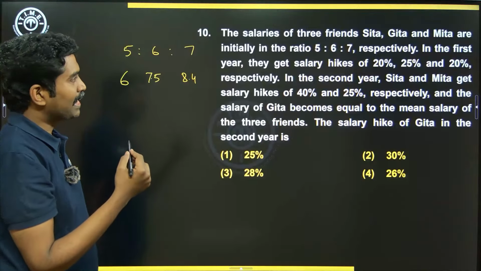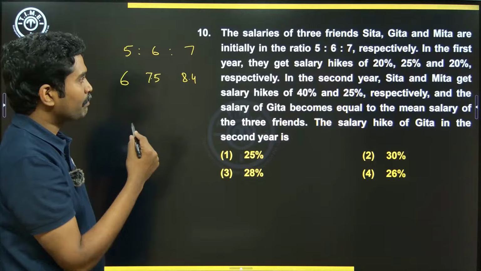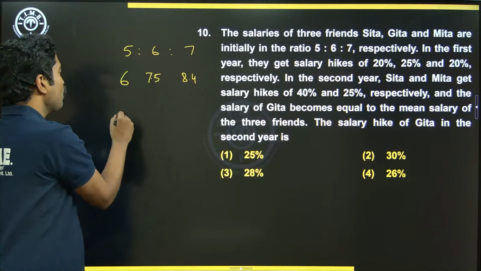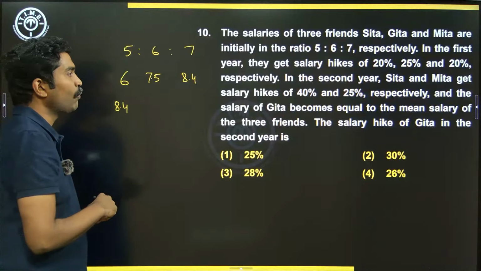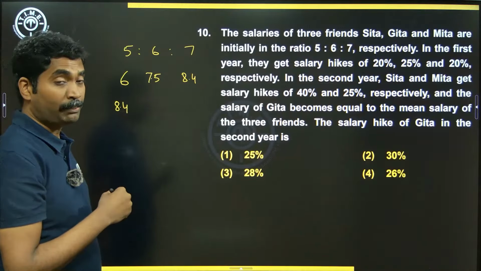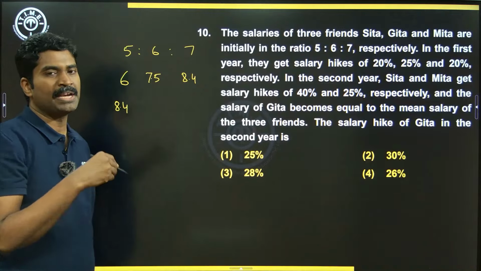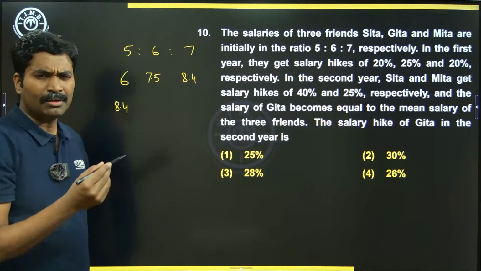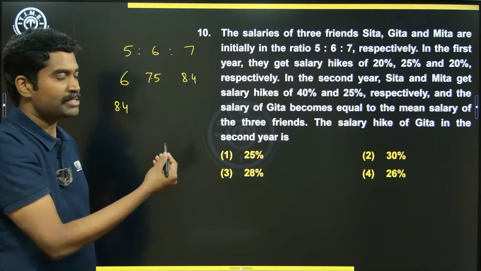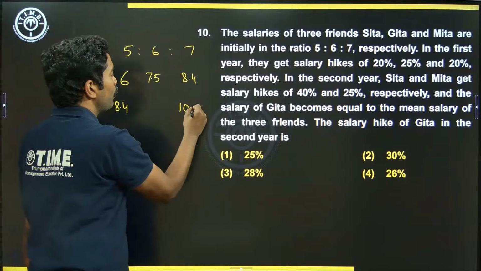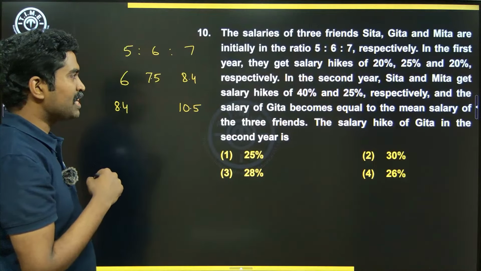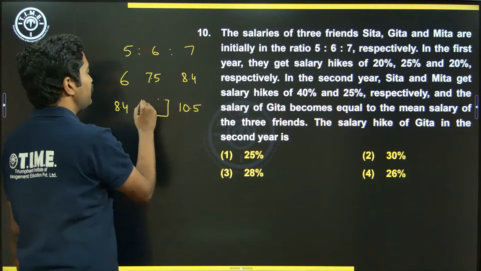Next, in the second year, Sita, the first person, and Mita, the third person. Sita got a salary hike of 40%. So 6 into 1.4, new salary is 8.4. And what about Mita? Mita got a salary hike of 25%, means into 1.25, or simply into 5 by 4. Or simply find 1/4 of this, 2.1, add to it, 8.4 plus 2.1. How much? 10.5. Now what do I know? Salary of Geeta becomes equal to the mean salary of the 3 friends.